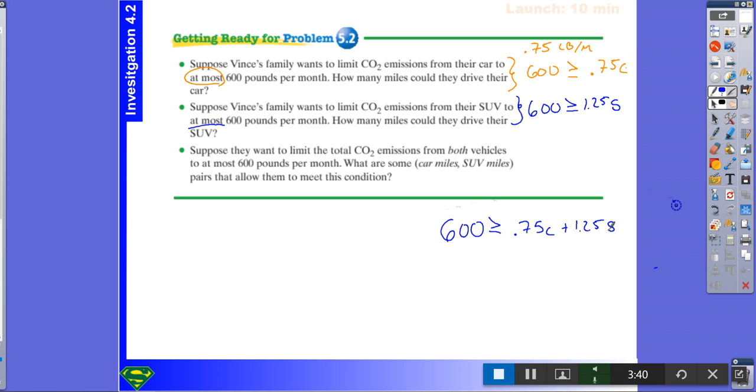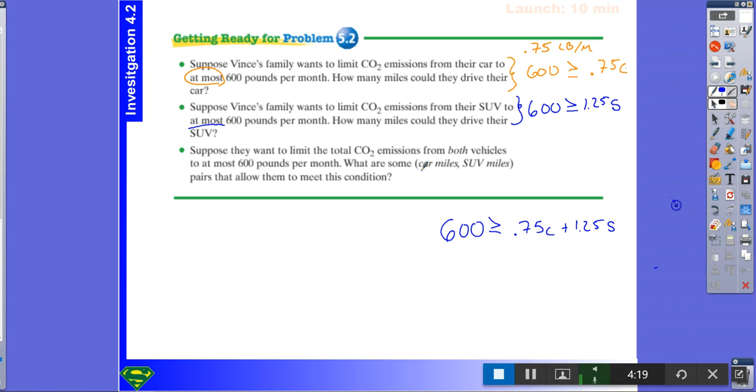Now, looking at this one, I could be a sort of smart aleck and say I'm not going to drive the car at all, I'm not going to drive the SUV at all, and obviously I'll stay under 600 pounds of CO2. But that's not going to help us because we really need to find that boundary. Where can we maximize our driving miles and still stay within 600 pounds of CO2? So we want to go right up to that limit of 600 pounds of CO2. In other words, we need to find that boundary line.